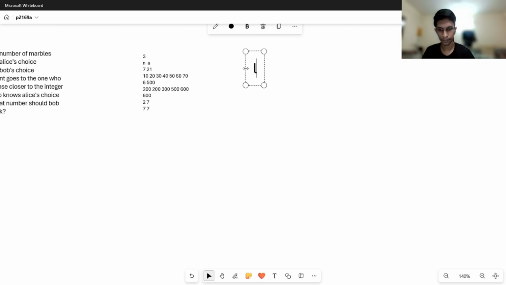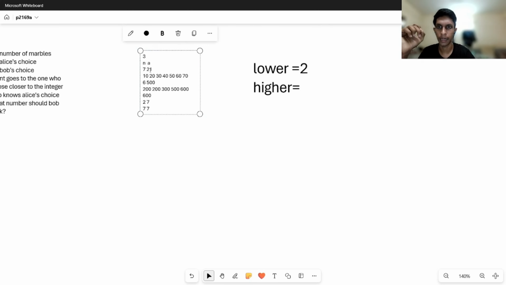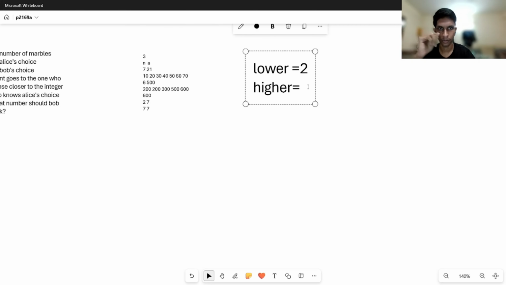Let's write it. Lower will be 2. Next, let's check how many numbers are higher than Alice's integer. So Alice's integer's higher numbers will be this one, 30, 1, 2, 3, 4, and 5. So the total is 5. There will be 5 numbers which are greater than Alice's choice.